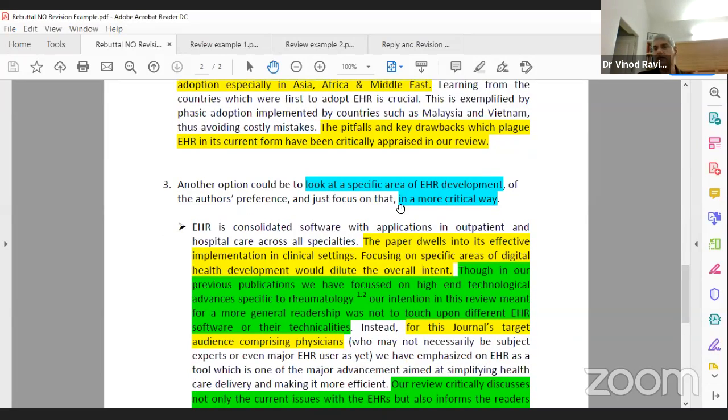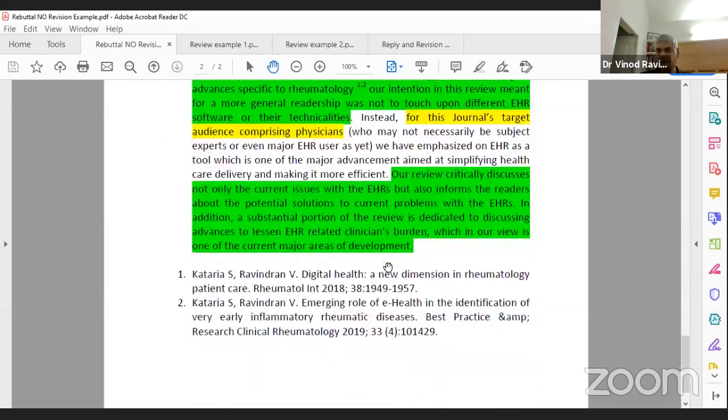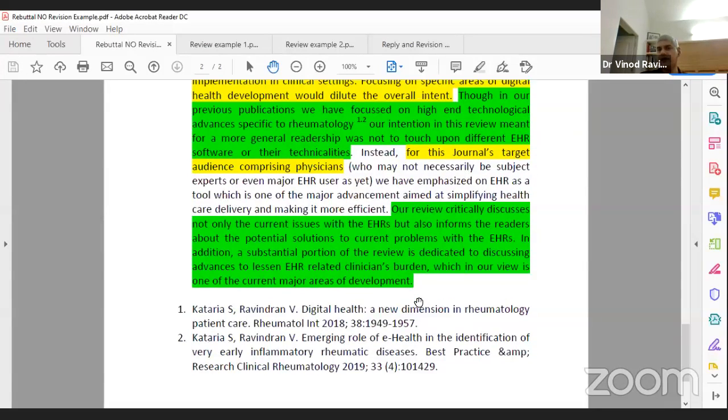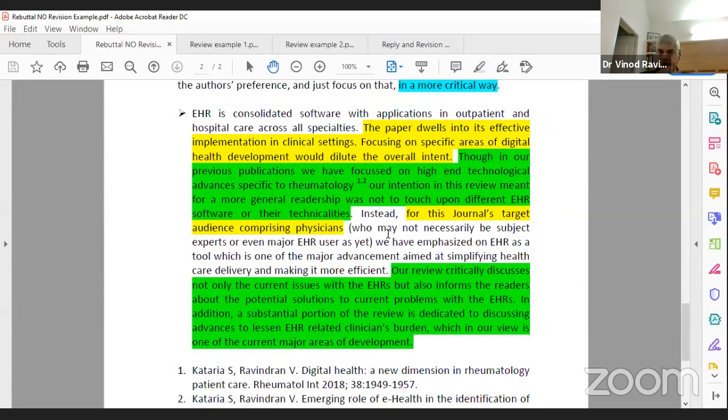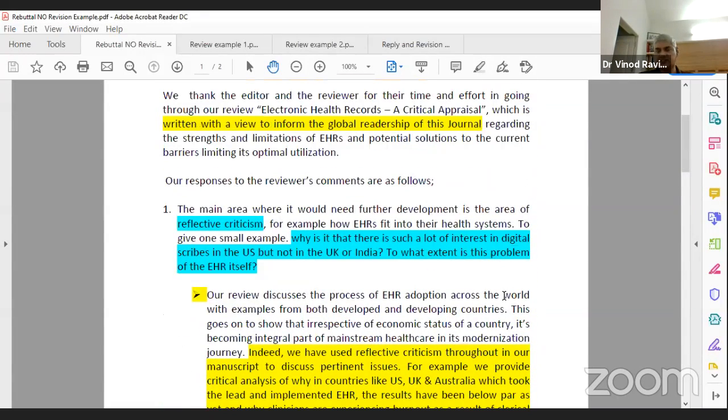The third suggestion was to look at only a specific area of the EHR development, which is the electronic health records development, in a more critical way. Again, we said we had done that in specialty journals, where, you know, this was the digital health paper, which earlier I referred to. And this is the more recent one where we looked at the emerging role of e-health. So these are the specialty journals where that type of approach is much more useful, but not for this journal, which is actually meant for the general physicians. So this is an example of a rebuttal, but no revision.